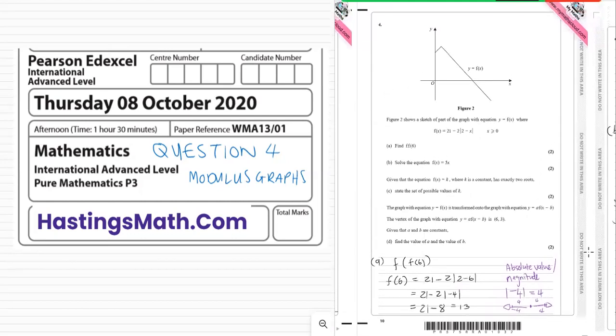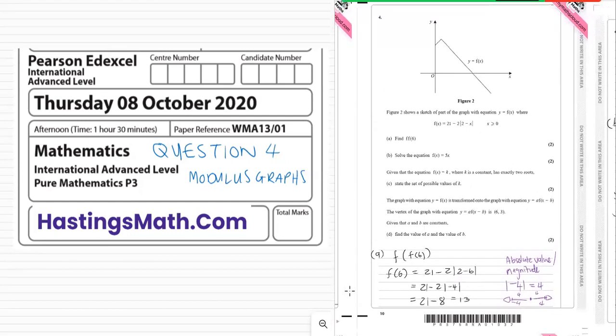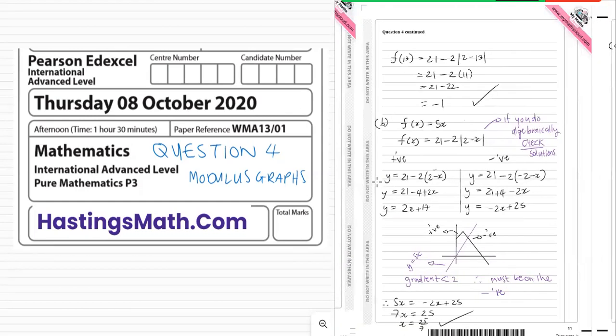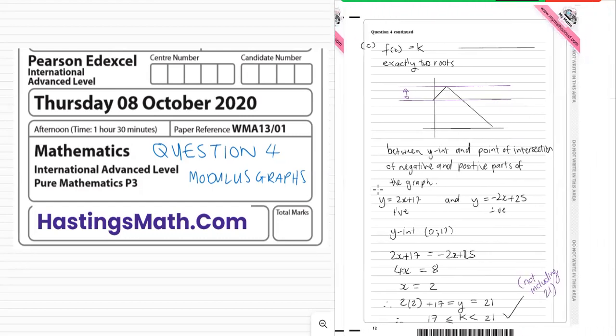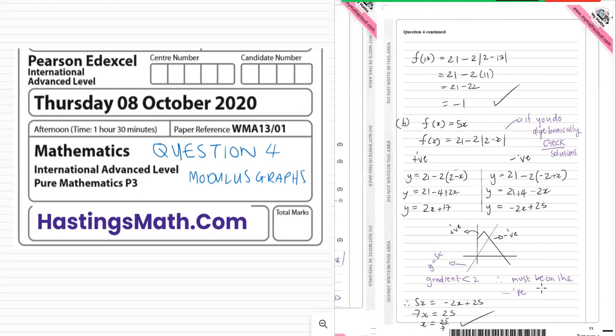So here's question 4, already worked out. You can take a look at what I did before. Okay, that's B and C. And for some reason, I didn't do D.